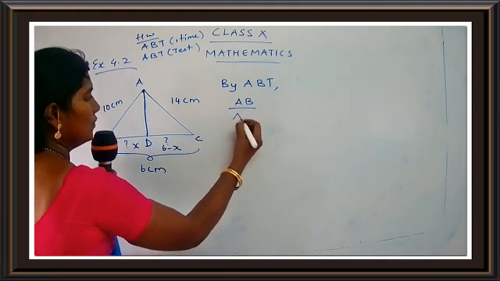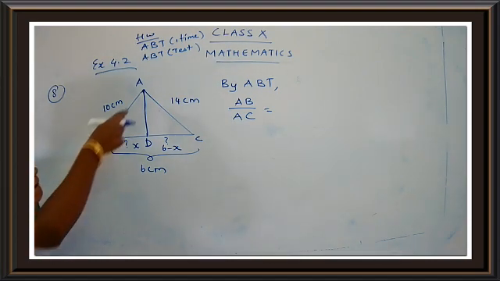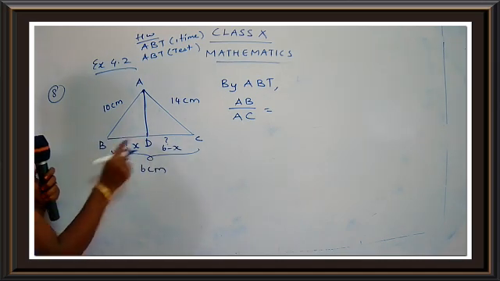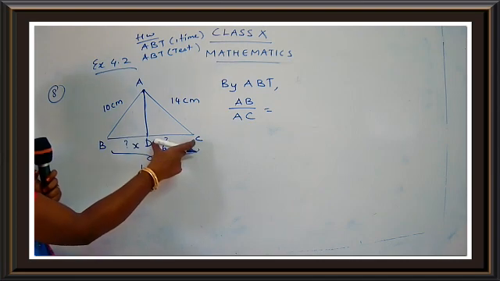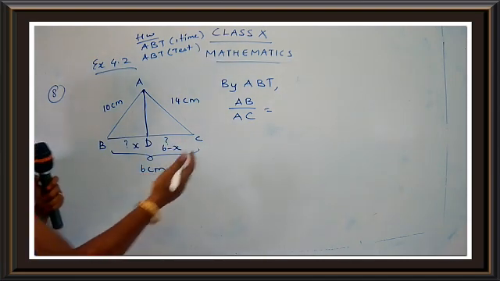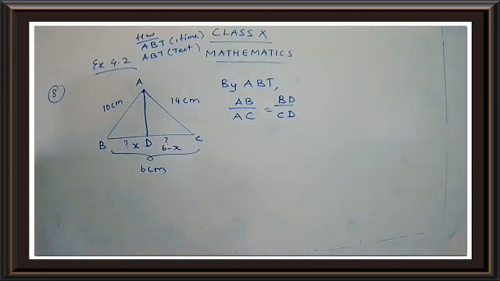AB upon AC. Okay. I have taken the first ratio. Now one more ratio I have to find out. I have to see the opposite side. So which is the opposite side here? BC is the opposite side. So what I get here? BD upon CD or DC, one and the same. I'll put here BD upon CD. So from the theorem, what you get? AB upon AC is equal to BD upon CD or BD upon DC, one and the same.